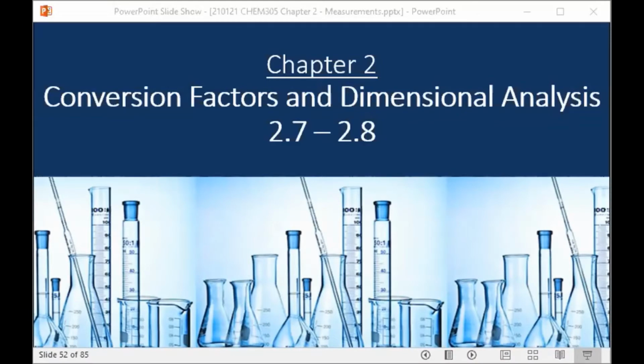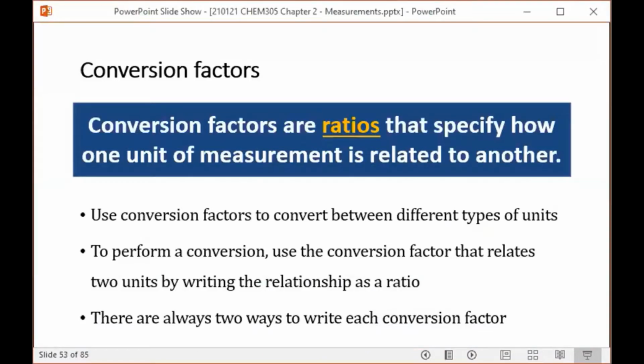In this session, we'll be talking about conversion factors and dimensional analysis in our continuation of Chapter 2. Conversion factors are ratios that specify how one unit of measurement is related to another. Chapter 2 is all about measurements. We previously talked about what a measurement is, as well as the base units of the metric system, and then we talked about significant figures.